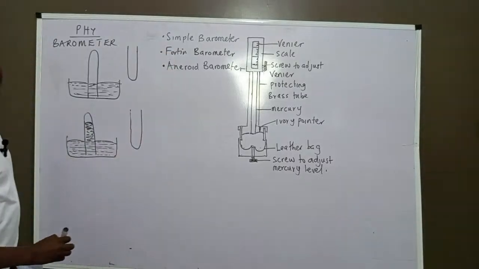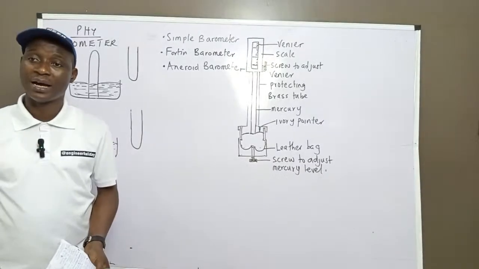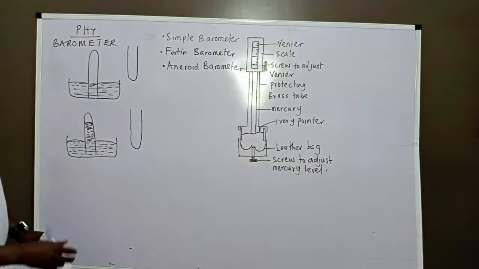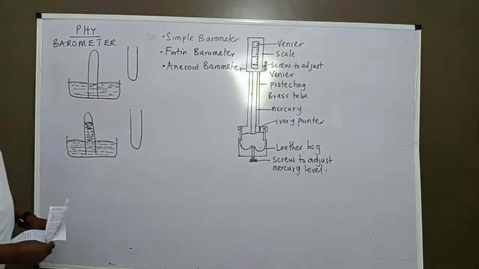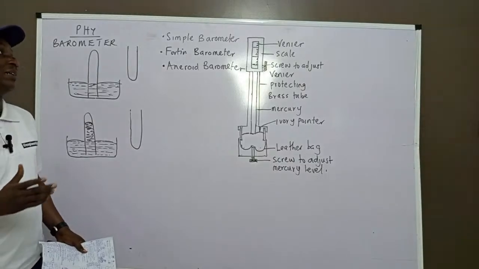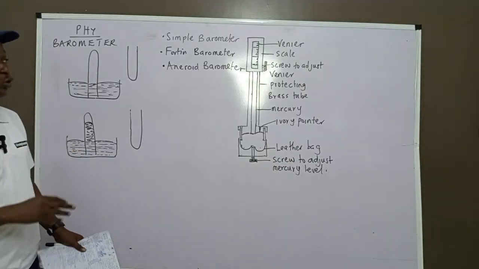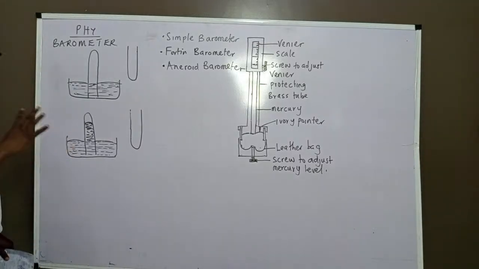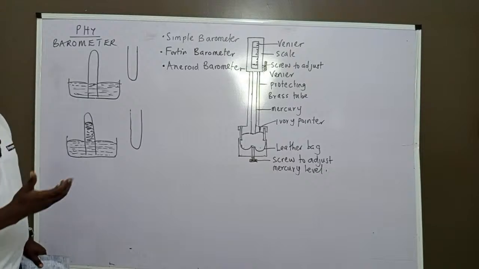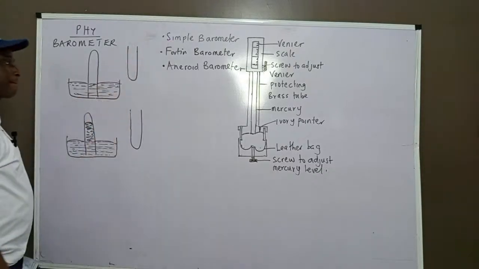Now, these are the three types of barometer that we have. The three types of barometers are what? The simple barometer, the floating barometer, and the aneroid barometer. These are three good instruments we can use to measure atmospheric pressure. Now, the simplest among them all is the simple barometer.